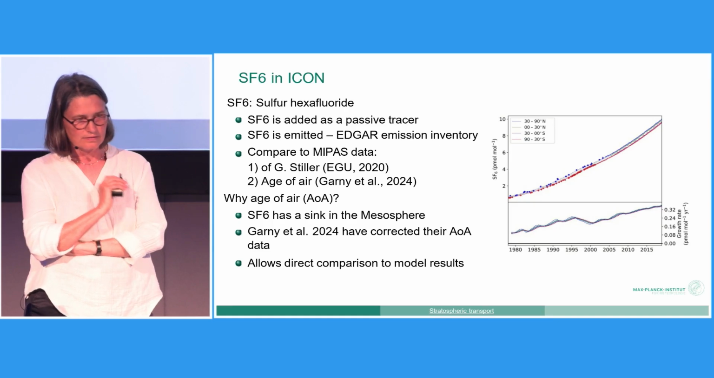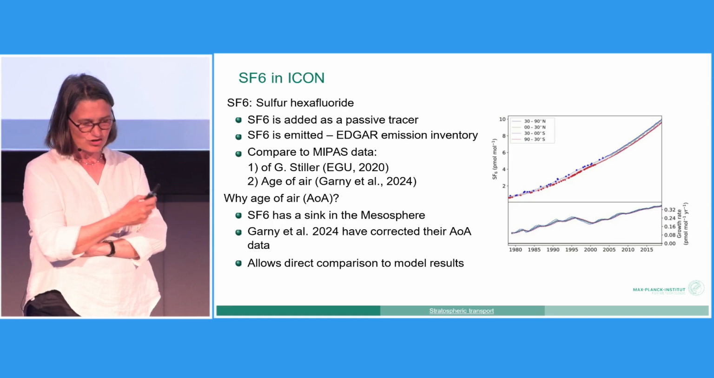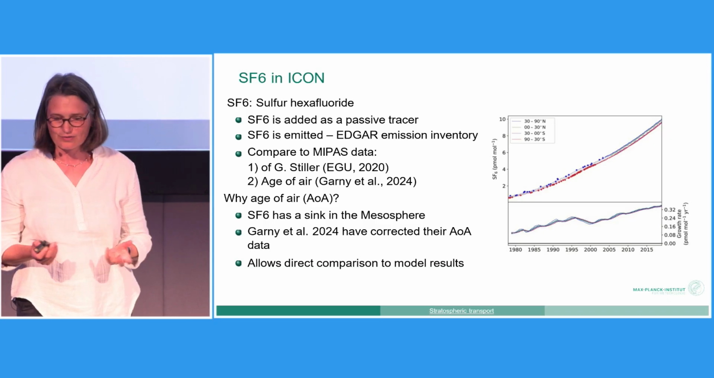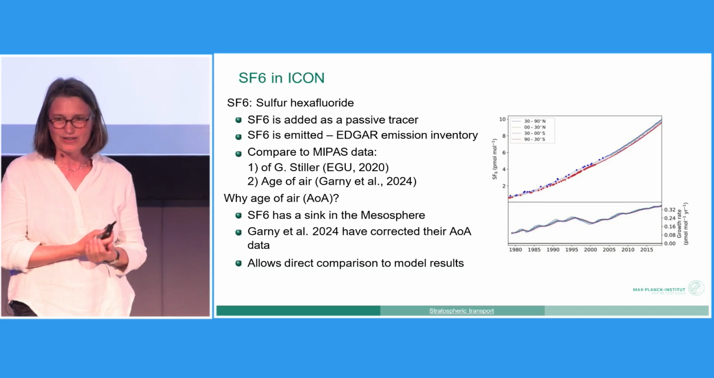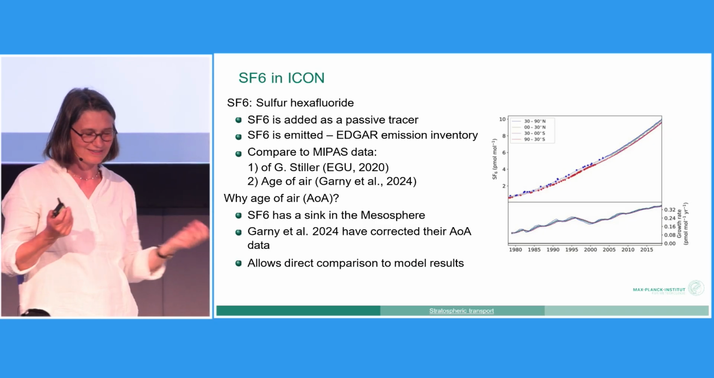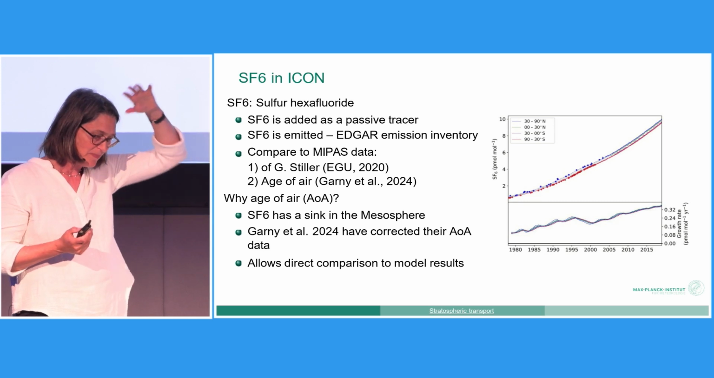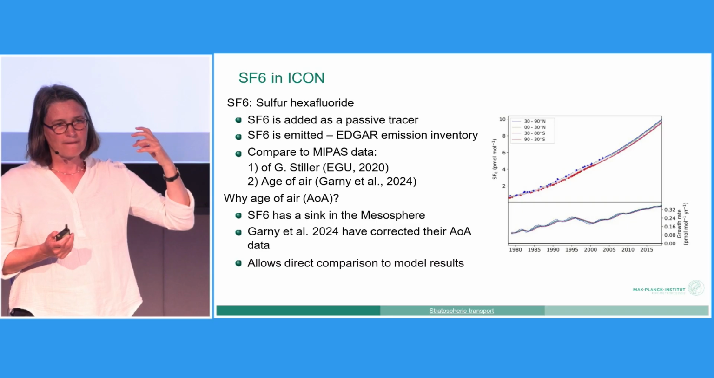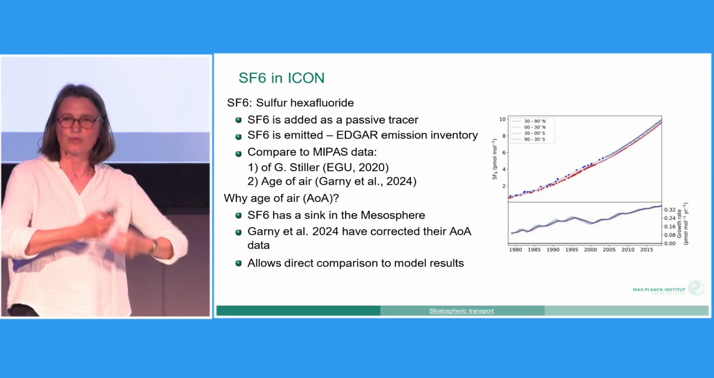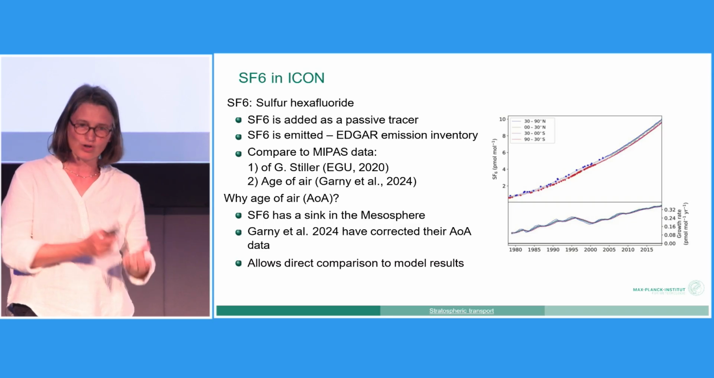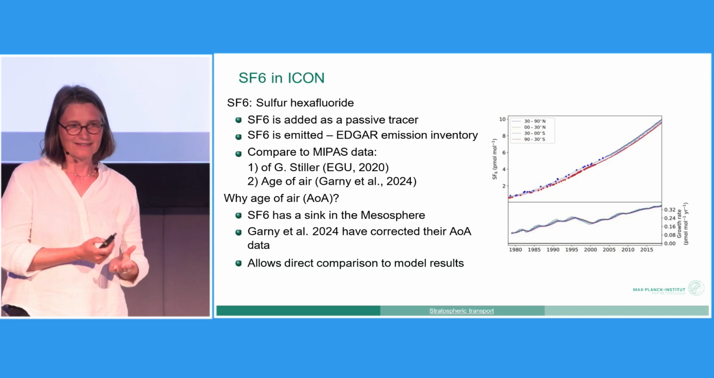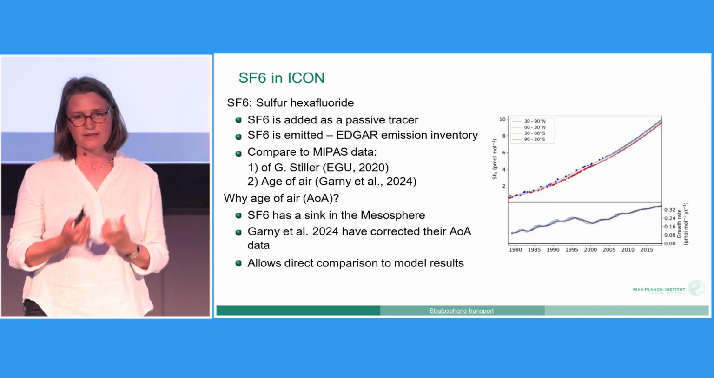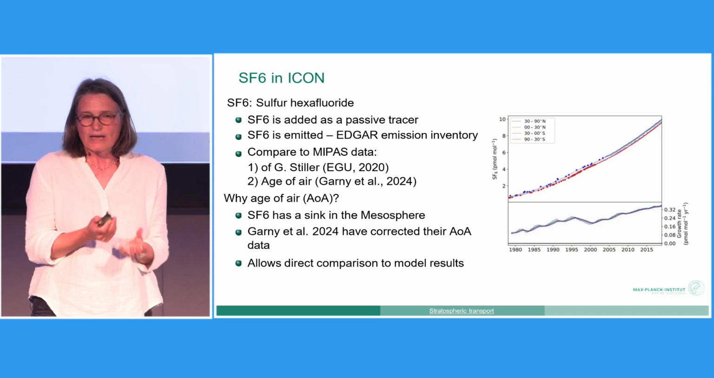Why would we want to use age of air instead of SF6 directly? As I said, it's a good tracer, but unfortunately not as perfect as we would want, because it has a sink in the mesosphere. For the age of air, there are data available where they try to correct for this sink, so that we can again compare the model to the satellite data. This really gives us the opportunity to see the transport in the model and to get a little more information.